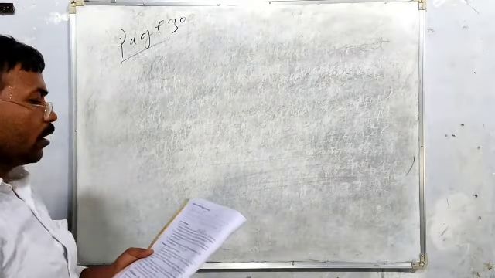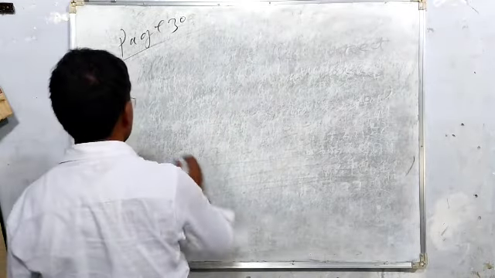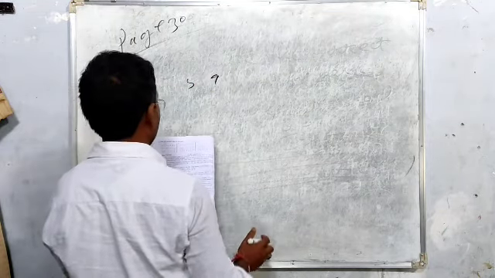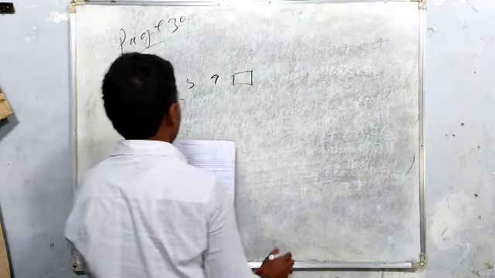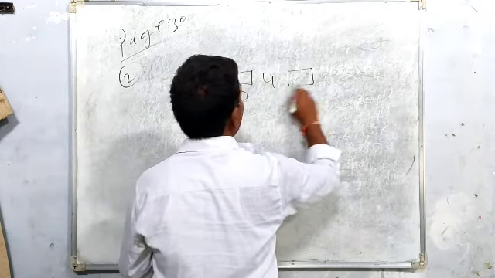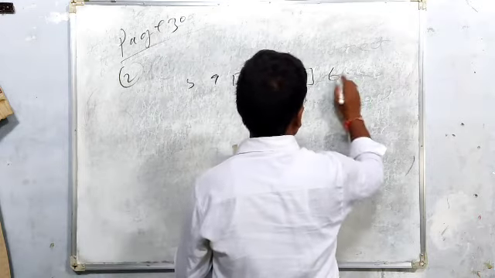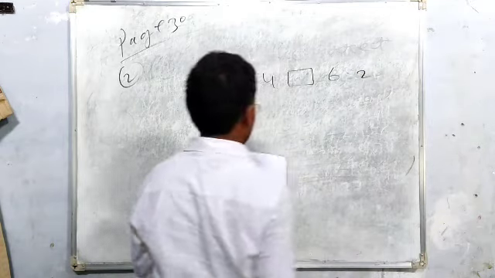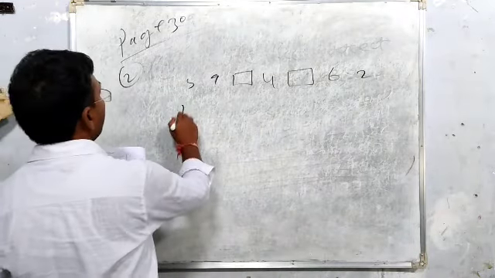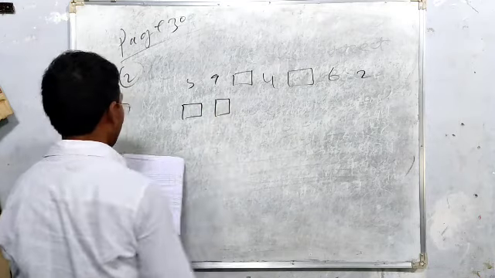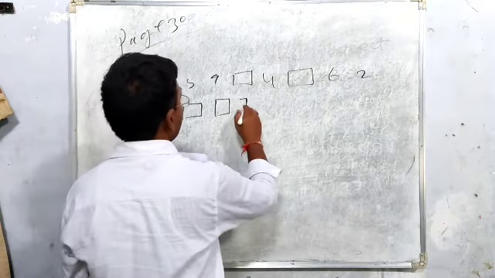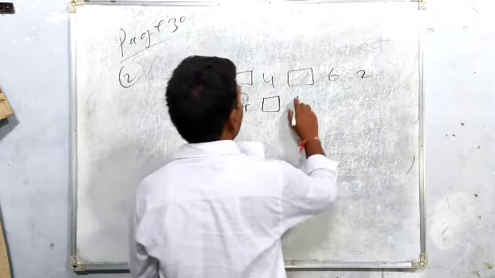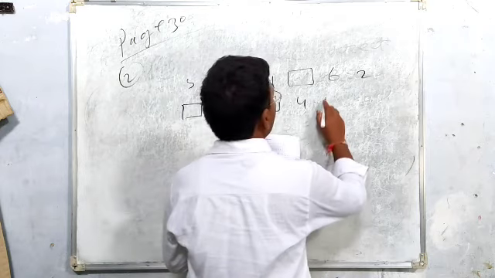Now in this exercise I would like to do your second one also. The second is written like this: here 5, 9, and a box is made, and then here 4, and then here a box, and then here 6, here 2. This is 2. And here a box is made, this also is a box, and here 7 is written, and here a box is made, and here 4 is written, and here 2 more boxes.